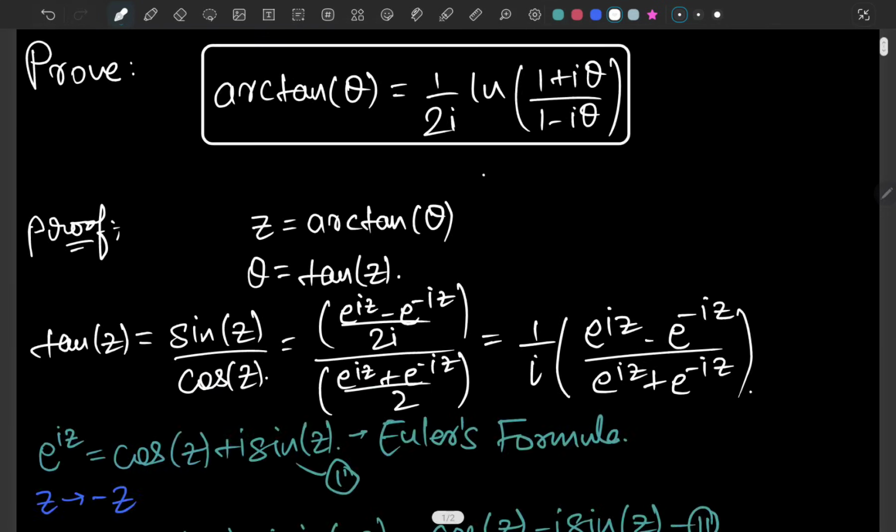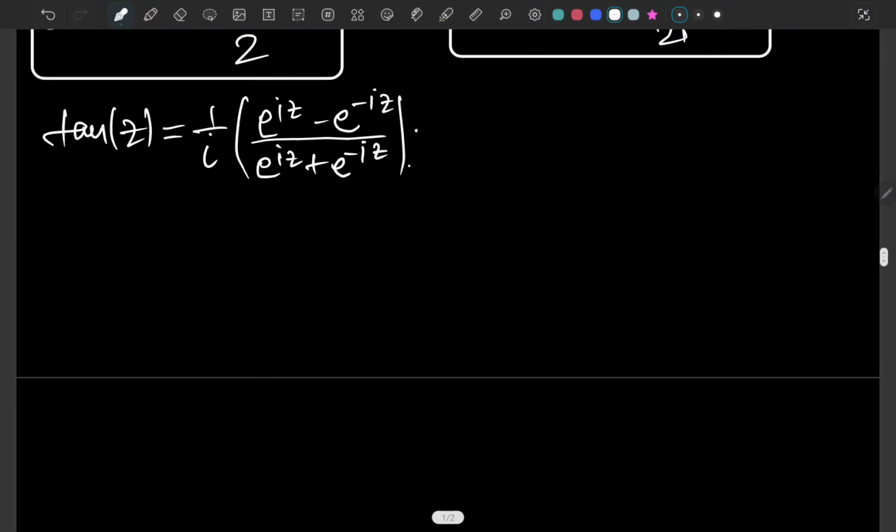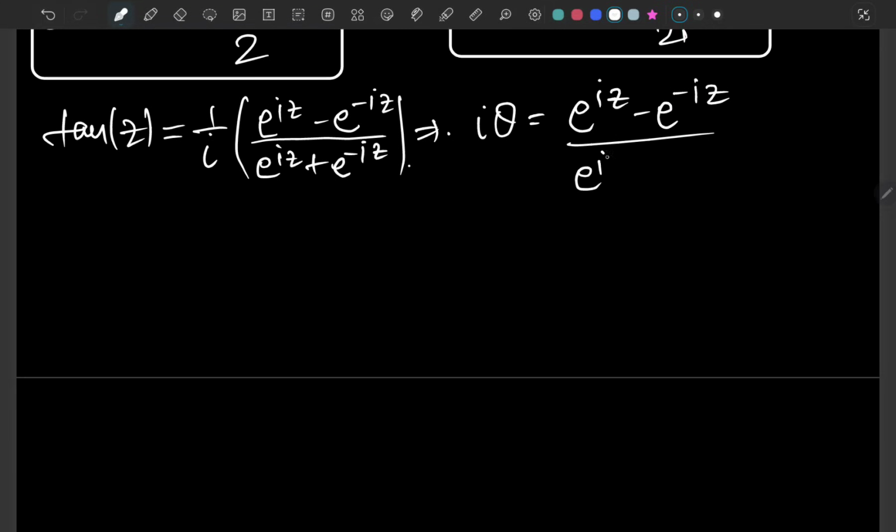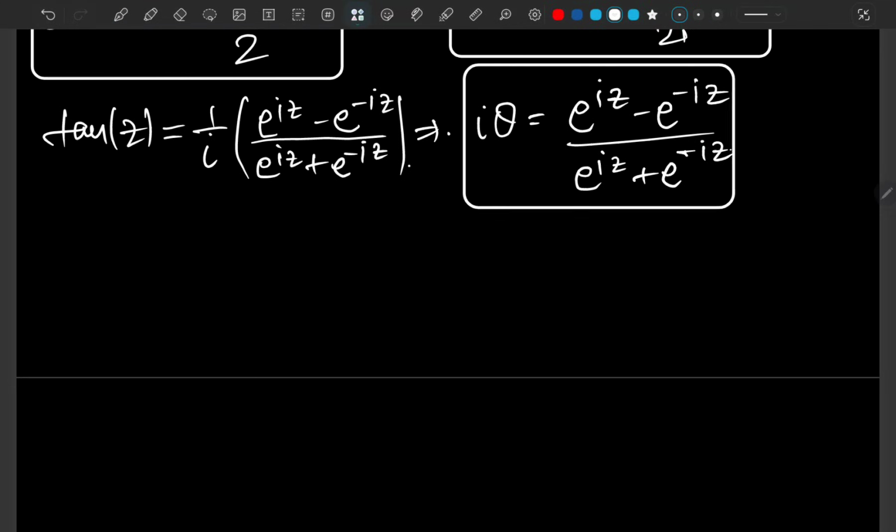And from our assumption, we know that theta is equivalent to tangent of z. So basically we can just replace here with theta and multiply with i both sides in order to get rid of that reciprocal i on the right hand side. So i theta equals (e^(iz) - e^(-iz)) over (e^(iz) + e^(-iz)). So far we are there.